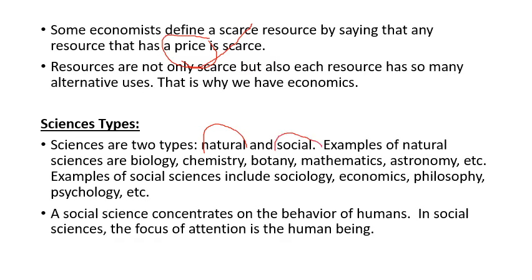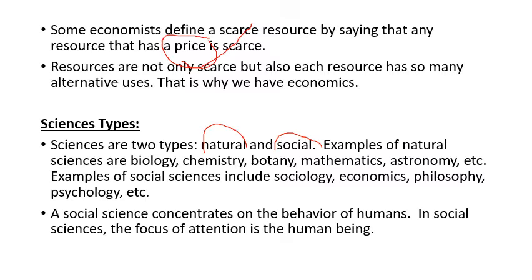Natural sciences and social sciences. Examples of natural sciences are biology, chemistry, botany, mathematics, astronomy, etc. Examples of social sciences include sociology, economics, philosophy, psychology, etc. Okay? A social science concentrates on the behavior of the human. We study the behavior of the human. In other words, how do humans make decisions? This is what we study in economics.